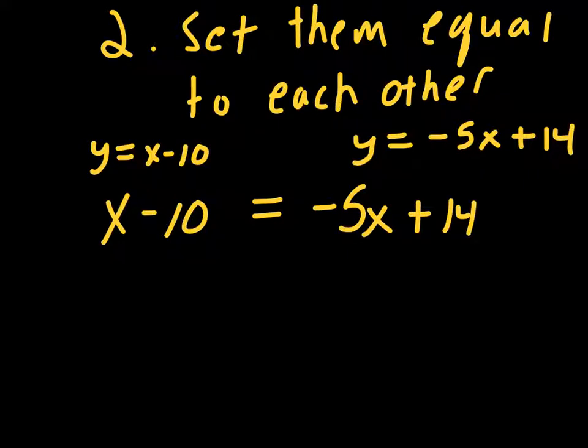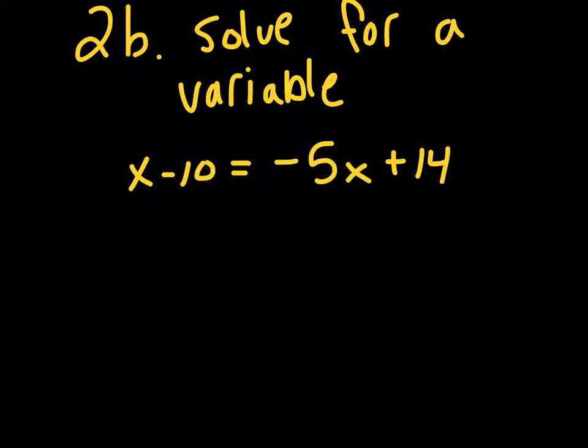The second step is to set them equal to one another. So since you have y equals x minus 10, y also equals negative 5x plus 14, you set them equal to one another. Y equals this, and y also equals that. So what we've done is we've set them equal to one another, because they both equal y, right? So they have to equal one another.